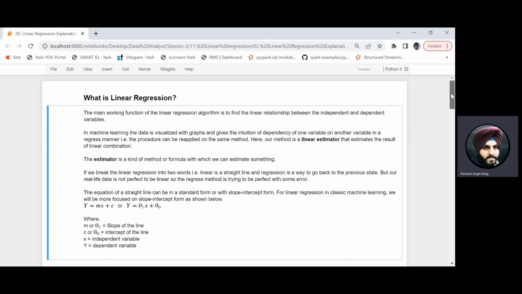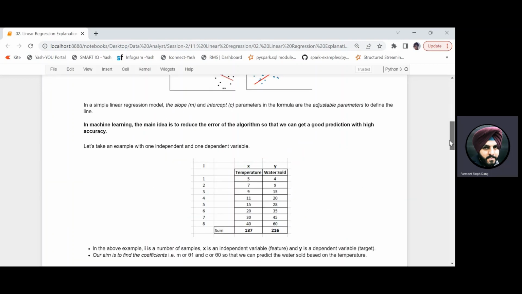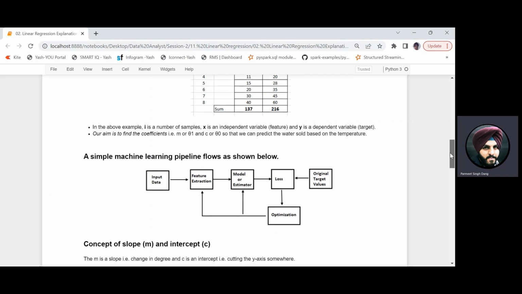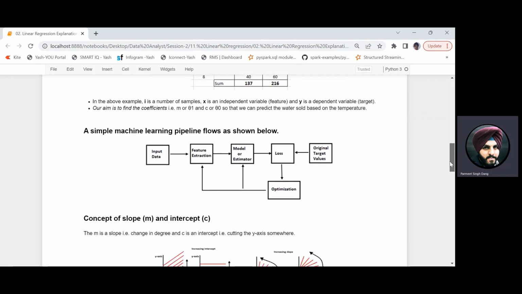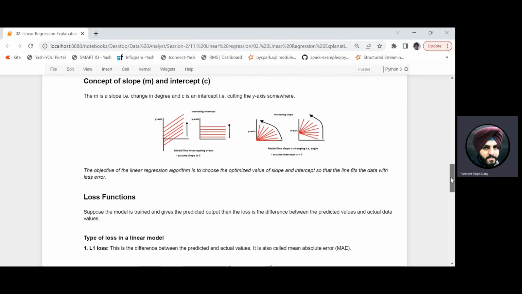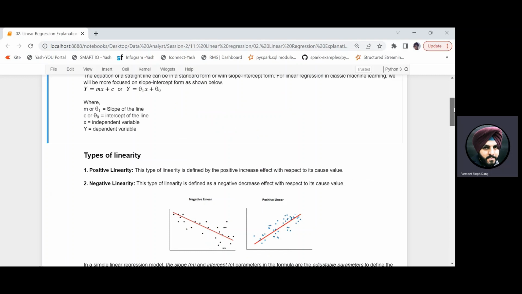Then we would also be seeing what are the types of linearity. And then I will show you the machine learning pipeline and what is the idea behind the linear regression. And then we will talk about few functions in today's session.